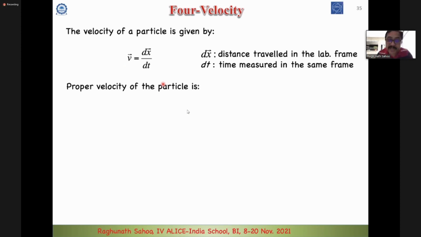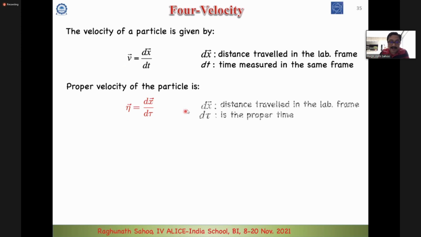So let me make it a bit more complicated by introducing the proper velocity of the particle. Let me write it as eta. Don't get confused with the rapidity here. This eta is the proper velocity, which is dx by d tau, where d tau is the proper time. Although dx is the distance traveled in the laboratory frame, d tau is the proper time measured in the particle rest frame. That is why it is called proper velocity. But unfortunately, I could not introduce something like a proper x, because there is nothing like that. So you have to be very practical in the measurements.